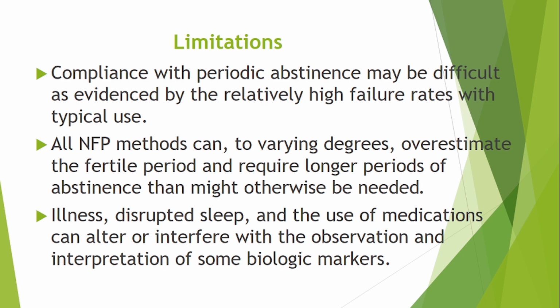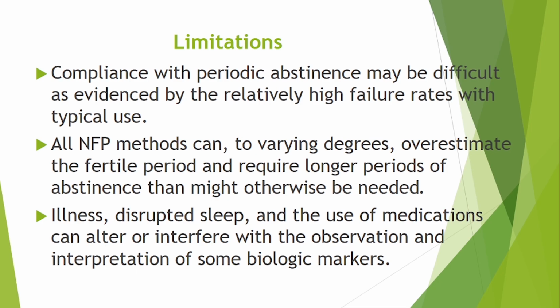As much as these benefits seem attractive, natural family planning methods also have their limitations. Part of the limitation is that compliance with periodic abstinence may be difficult for some couples, and this is evidenced by the relatively high failure rates associated with typical use of the methods. The periodic abstinence can also lead to marital disharmony.